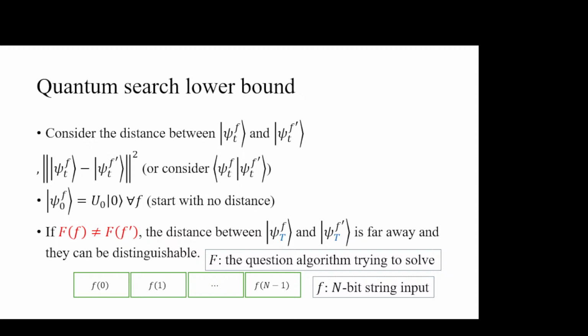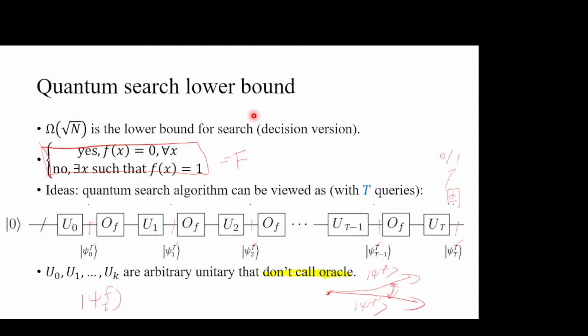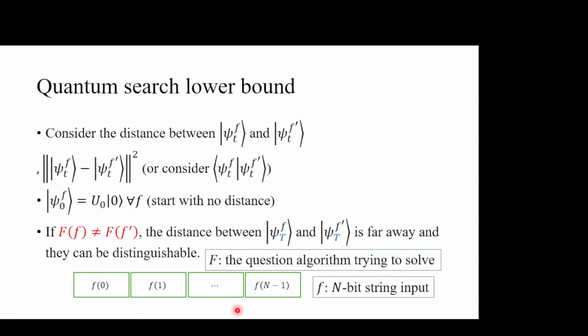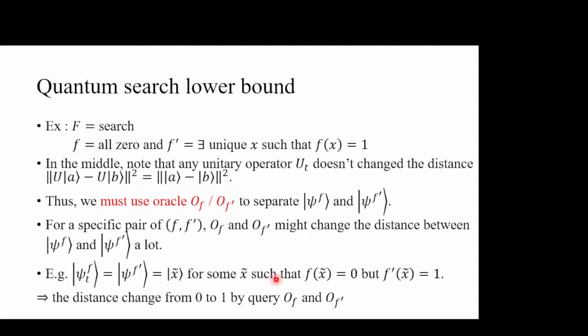Okay, and once again, big F is the quantity we want to solve, and in this example it is the decision version of search. And small f is actually an input string. We think about it as a big input string, a truth table of your small f, from small f of 0 to small f of n minus 1. And once again, our example is big F is search.